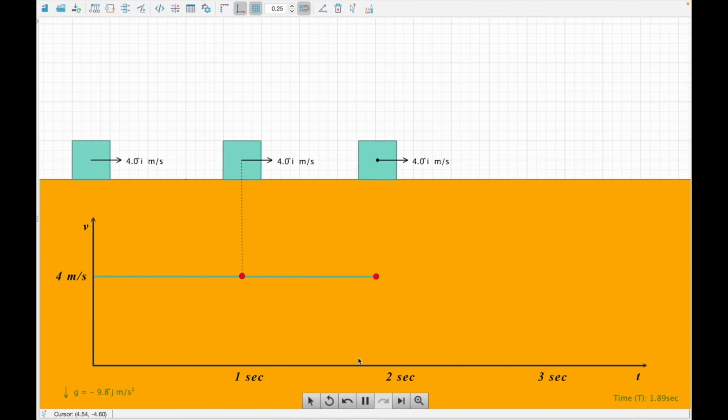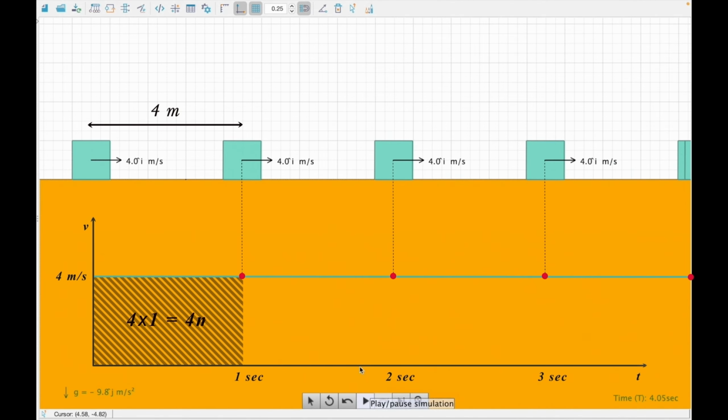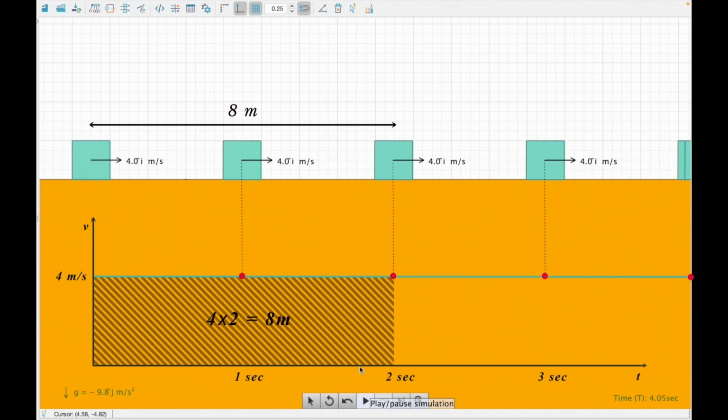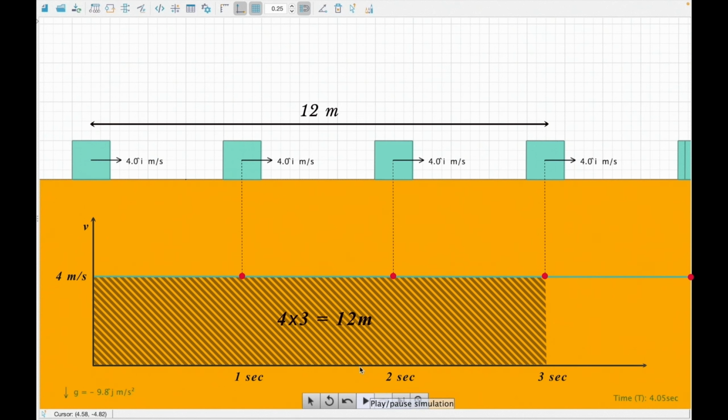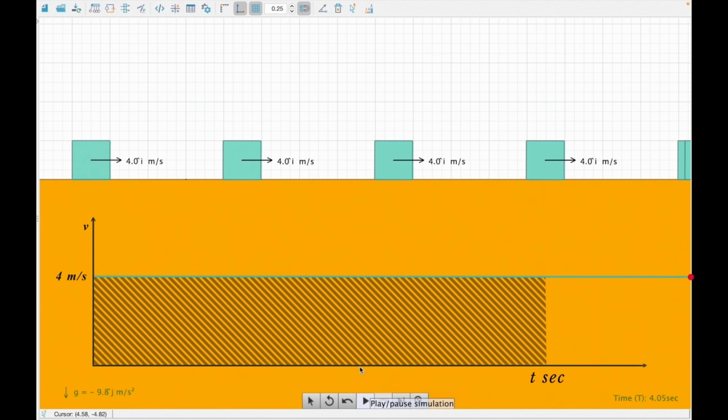Since the velocity is constant throughout the motion, the velocity graph should be a horizontal line. Here in 1 second, our block covered a distance of 4 meters. In 2 seconds, a distance of 8 meters, that is 4 into 2. In 3 seconds, a distance of 12 meters, that is 4 into 3. So in t seconds, it should cover 4 into t meters, right?